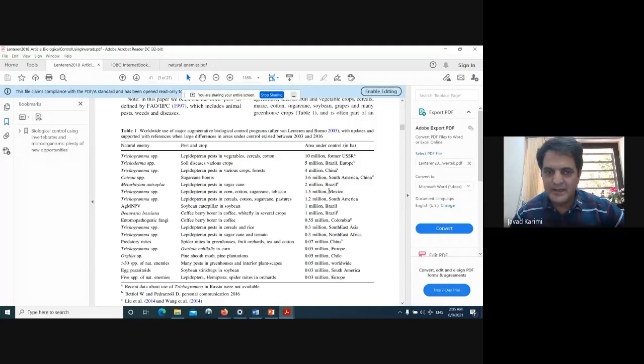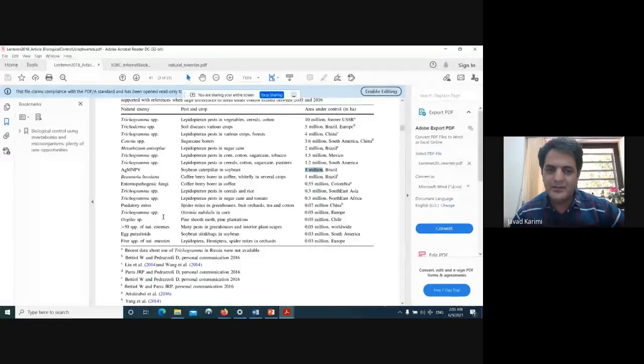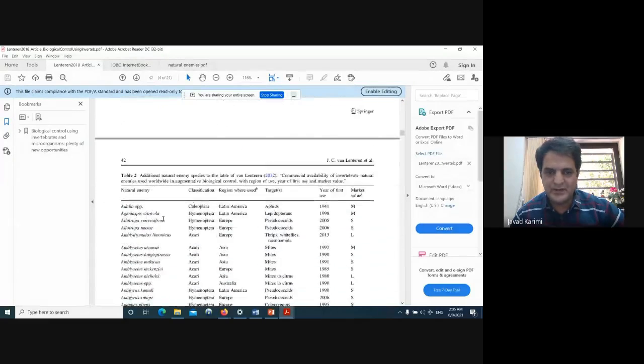You can see Metarhizium. This is a fungus which is applied in 2 million hectares in Brazil. Trichogramma again in Mexico. Here you can see a virus which is applied, as I said, against soybean caterpillar in Brazil in 1 million hectares. This is another data. You can see 1 million, 0.5, 0.5 from different groups of natural enemies. This is the current status. You can see mainly Trichogramma, Metarhizium, and also Beauveria bassiana. But we have some other natural enemies.